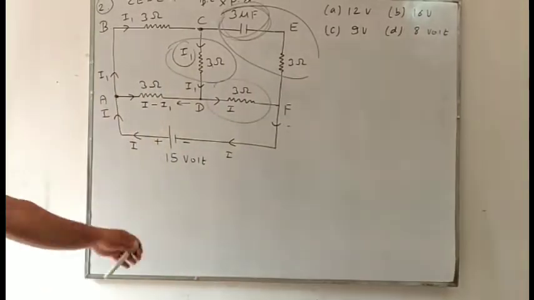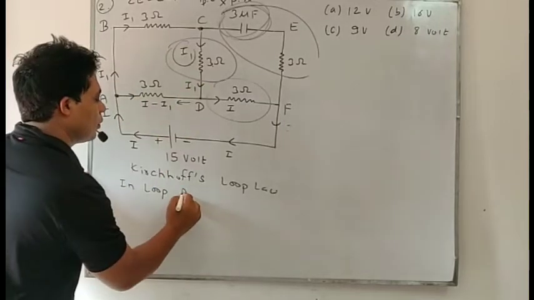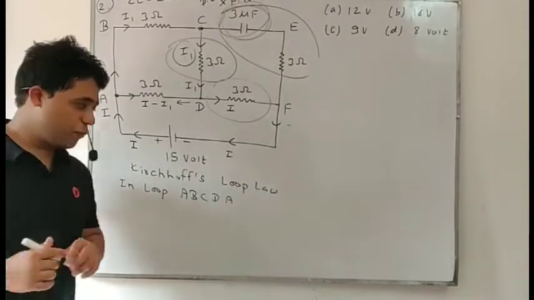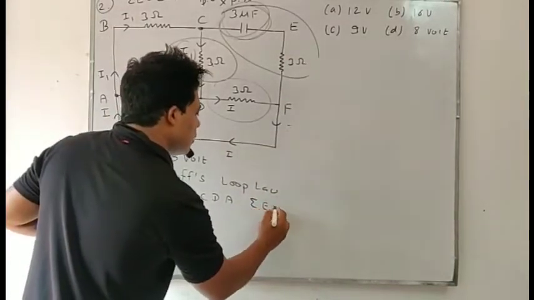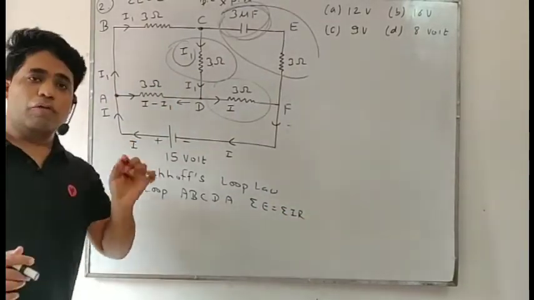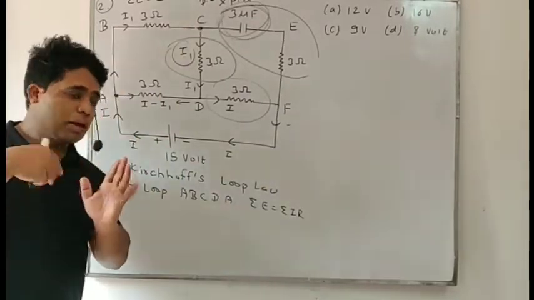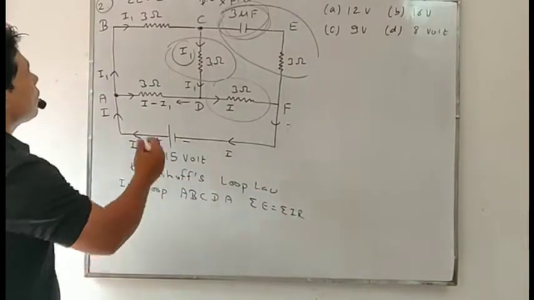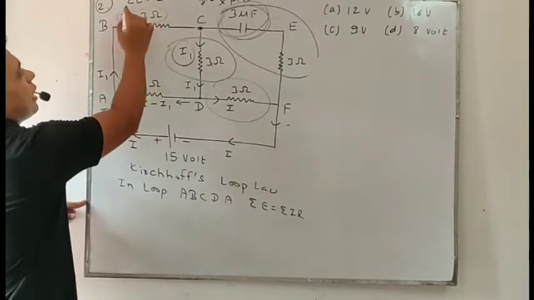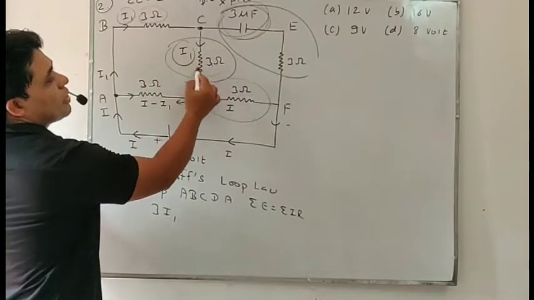Now, students, in loop A, B, C, D, A. Okay. As you know, we did before. Sigma E equals to sigma IR. Okay, that is a mathematical form. We'll follow the closed circuit A, B, C, D, A. And we'll multiply current with its resistance. Okay. So look, students, we'll start with A point. The first resistance 3 and its current I1. 3 I1. Again resistance 3 and current I1.